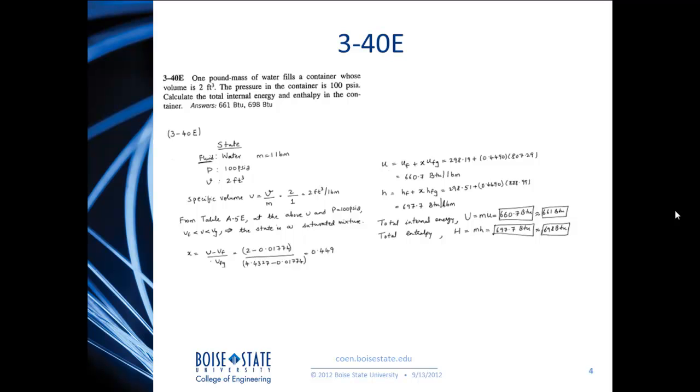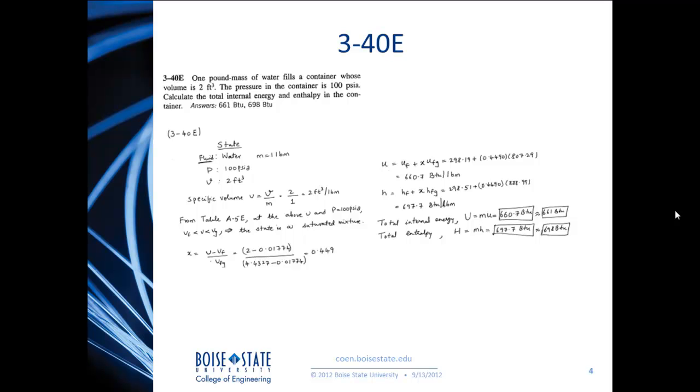So first we need to convert the volume given into a specific volume, where we divide the total volume by the mass of the fluid, which would give us 2 cubic feet per pound mass. So from table A-5E, since now we are dealing with English units, at the above specific volume and the pressure of 100 psia, we observe that this value is less than vg but greater than vf, which would mean that we are dealing with a saturated mixture.